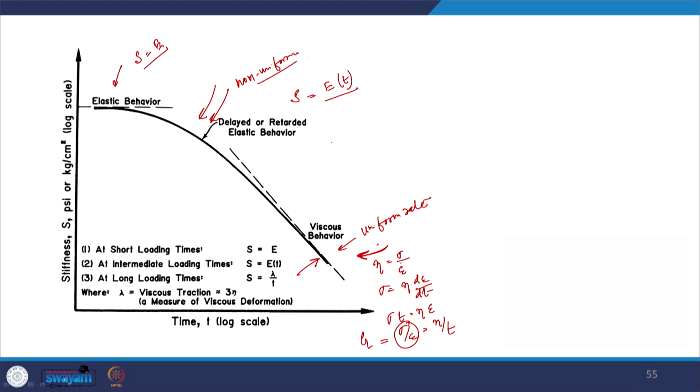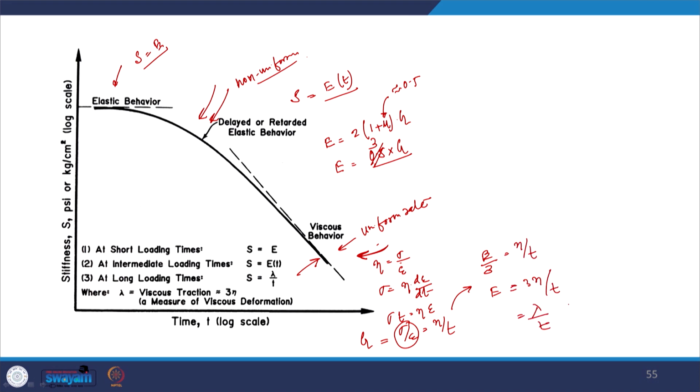And if you remember, in mechanics of solids, you must have learned that E is equal to 2 times (1 plus mu) into G. So, if we assume that the value of mu is approximately 0.5, we can say that the elastic modulus is 3 times the shear modulus. So, if we replace the value of G and try to find out the stiffness in terms of E, then we can write that this is equal to E by 3 into eta by t. So, E is equal to 3 eta by t, or we can say lambda by t. Here this lambda is basically a measure of the viscous deformation of the bitumen sample.